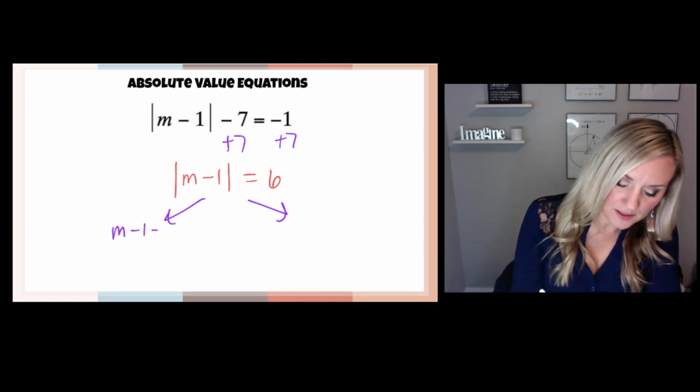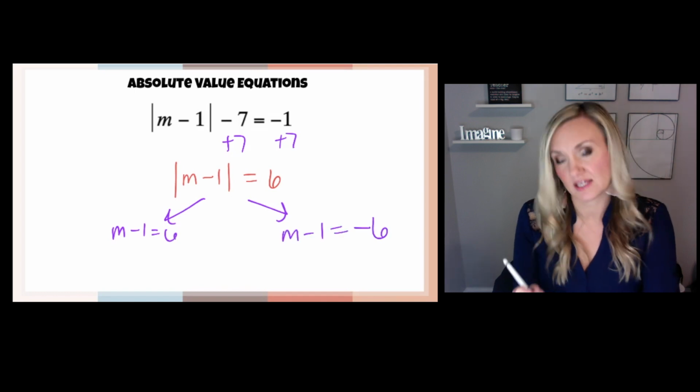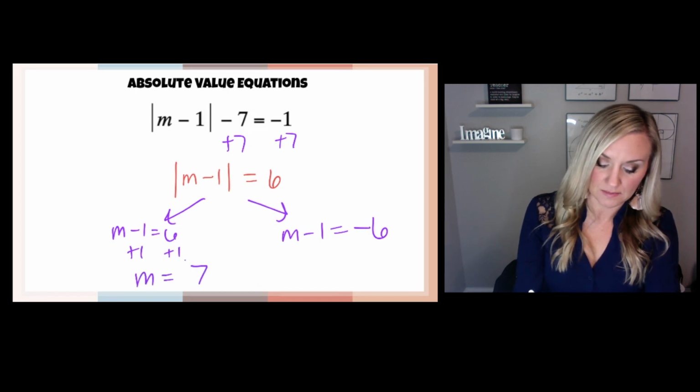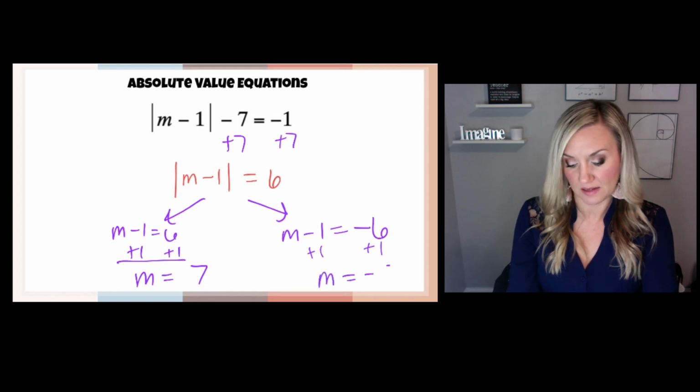And that's n minus 1 equals 6, and n minus 1 equals a negative 6. And let's solve them individually. Plus 1. n can be 7. And let's add 1 here. And n can be a negative 5.